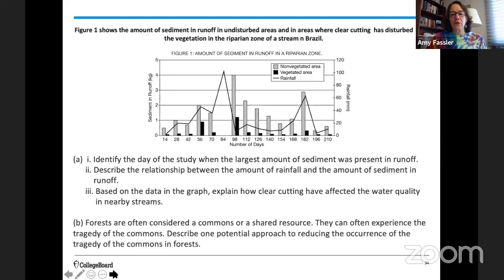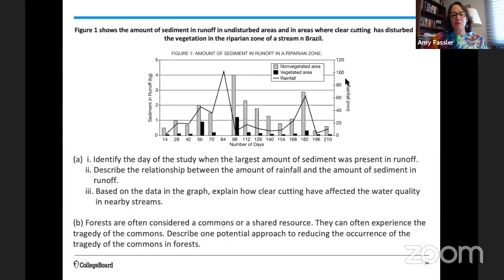Let's do a quick preview of the FRQ you're writing for your homework. Figure 1 shows the amount of sediment and runoff in areas where clear cutting has disturbed the vegetation in the riparian zone in a stream in Brazil. And again, I've got those 2 different y-axes. Boy, I got to tell you, in a graph on last year's exam, in grading that question, it was very clear that students didn't even realize that there were 2 different values represented on each side of that y-axis. So always do your I-squared first: sediment runoff and rainfall.